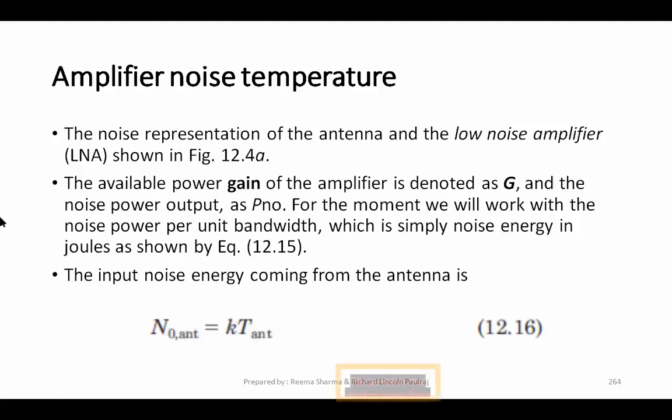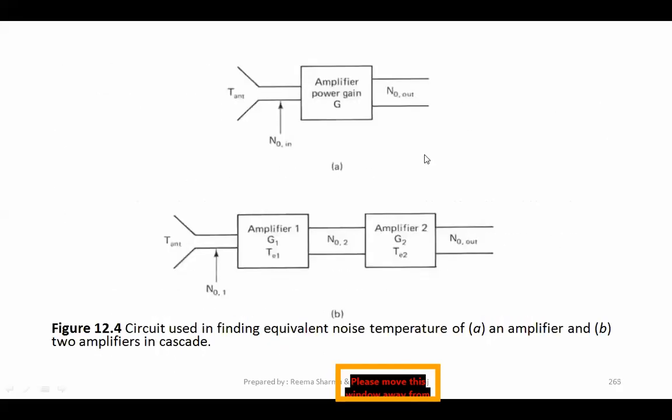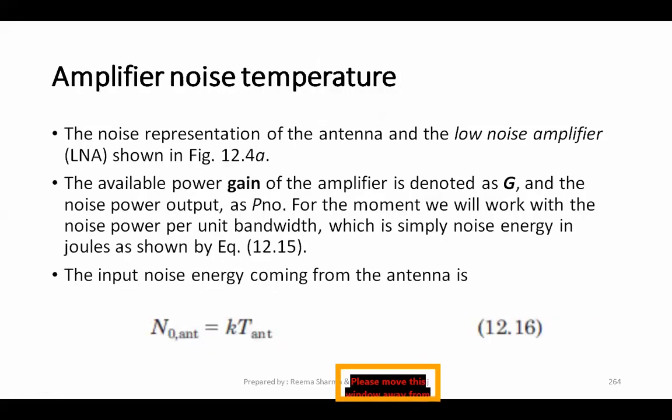Now let's talk about the amplifier noise temperature. Sometimes we will be using these formulas with respect to solving problems. The noise representation of the antenna and low noise amplifier, LNA, is shown in figure 12.4. Here you can see that your amplifier gain is denoted as G, and then your antenna's temperature T, and your gain of the amplifier here. If you have two amplifiers, then we denote them as G1 and G2. So we will see what they are actually talking about.